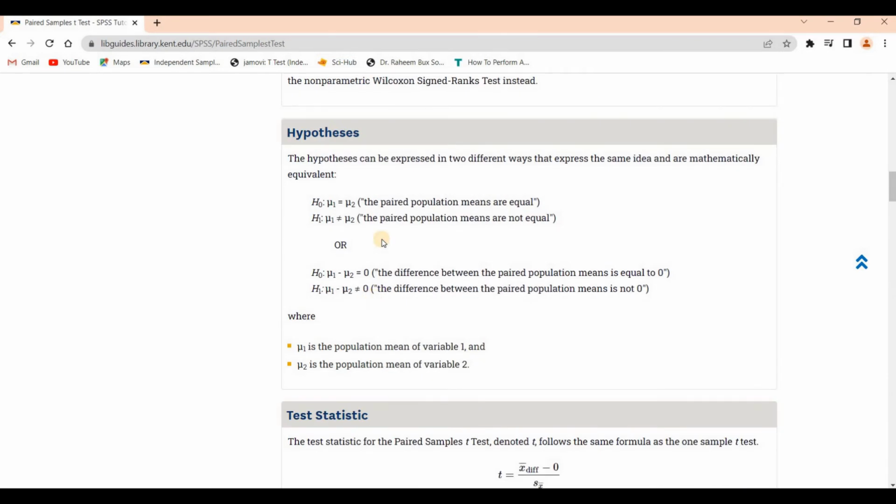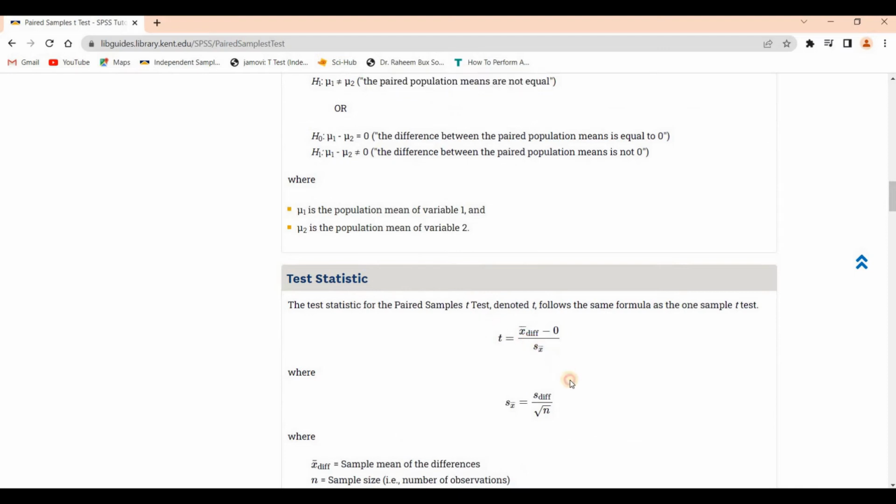So the hypotheses are: the compared paired population means are equal, and the paired population means are not equal. So these are the two hypotheses. Then again, if you want to calculate manually, these are the formulas.